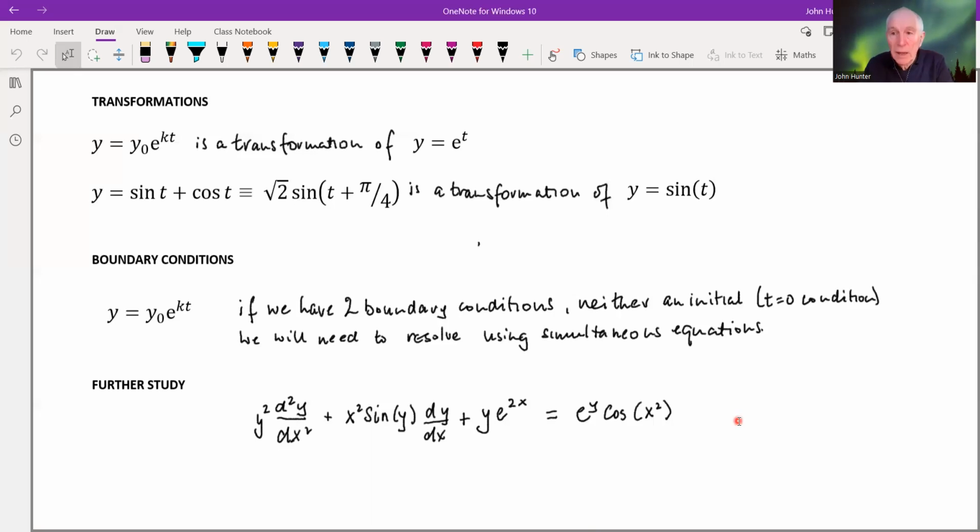Okay, so that is further differential equations. Hopefully that's given you a bit of an insight into some of the more complicated things you might need to do with differential equations, and some ideas as to how to solve these problems. So thanks for listening, and I'll see you next time.